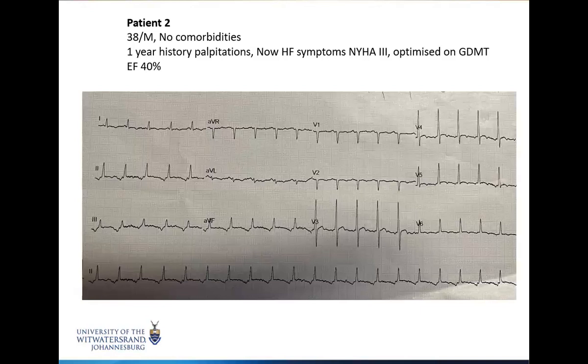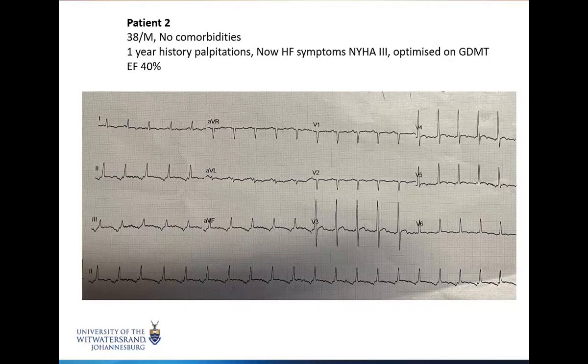This is her ECG, or his ECG rather, which again shows a tachycardia. It's narrow complex. If you look at all these QRS complexes here, this is narrow complex. So it's a narrow complex regular tachycardia. Then the next question is, is there P-wave activity? I think you can see that for every QRS, there is a preceding P-wave. You can see that clearly on the rhythm strip.